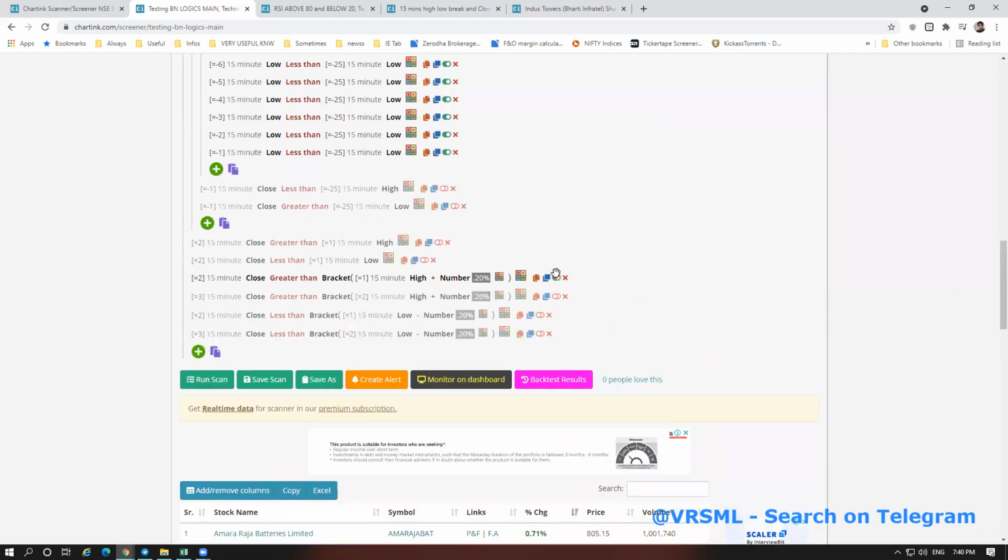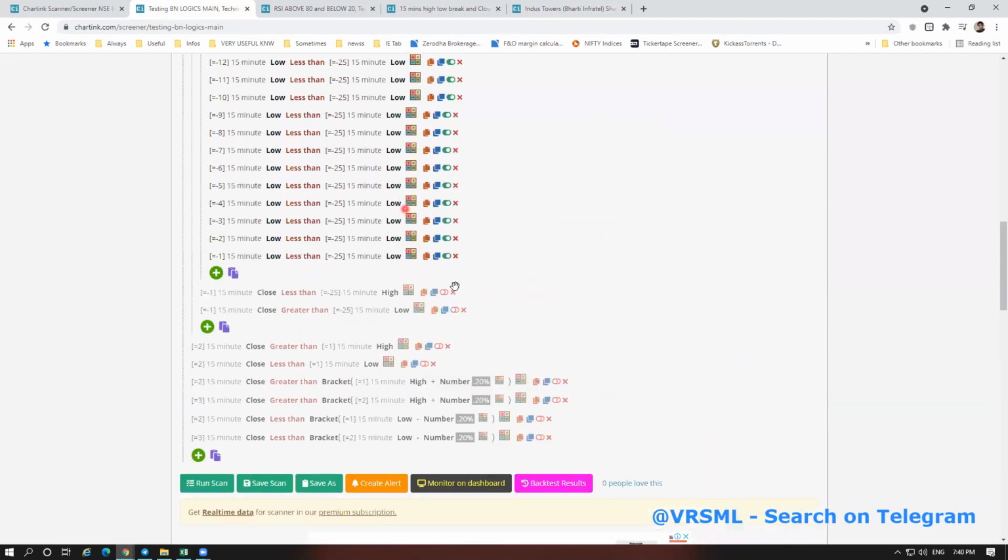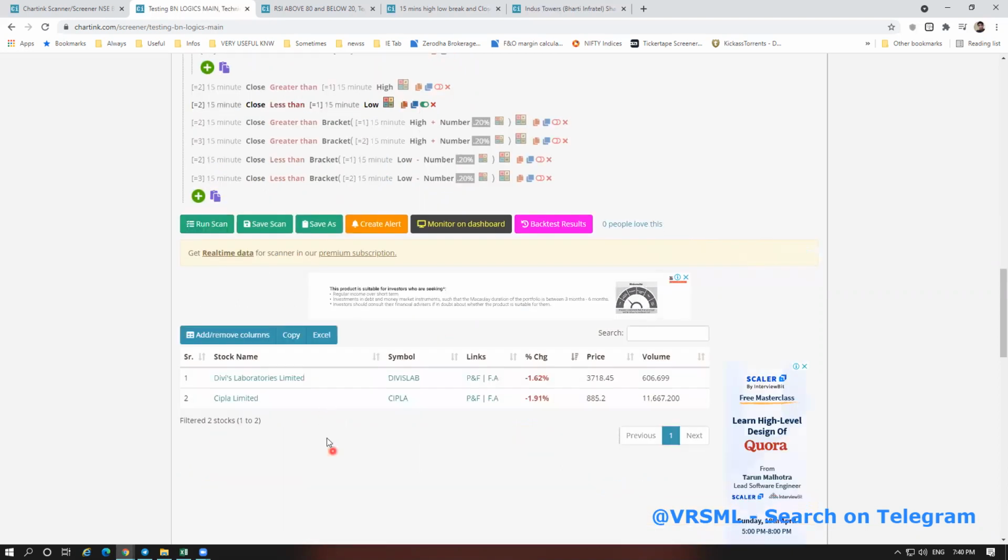Similarly, in the same way, if you want to find a sell stock, just enable this for ORB. Oh, sorry, enable this for ORB. You will find these only ORB break stocks.